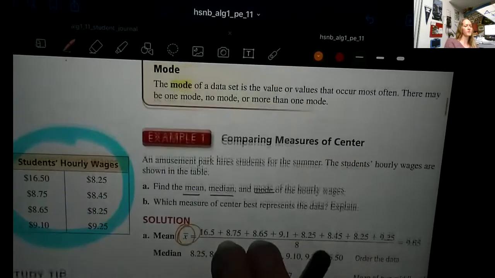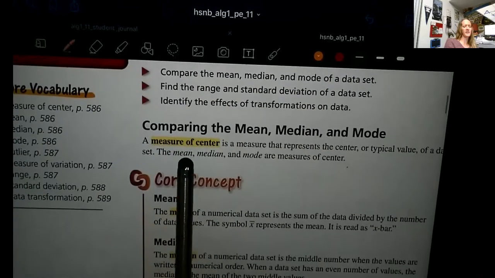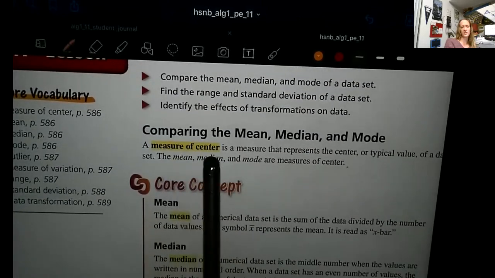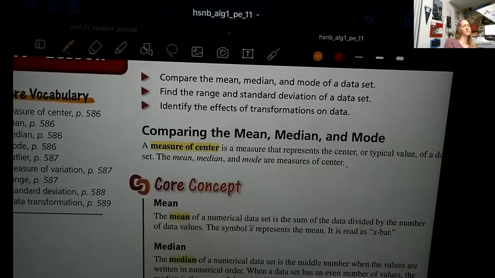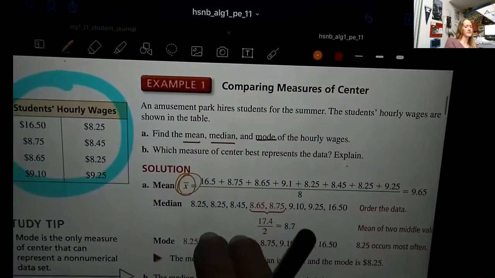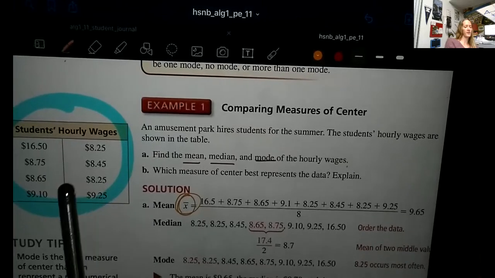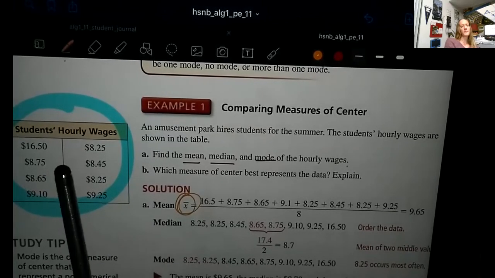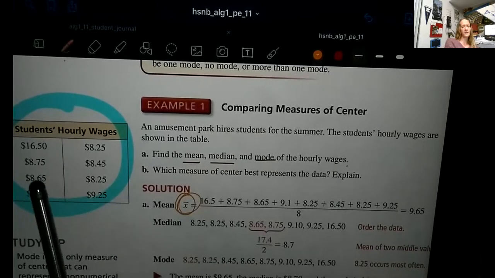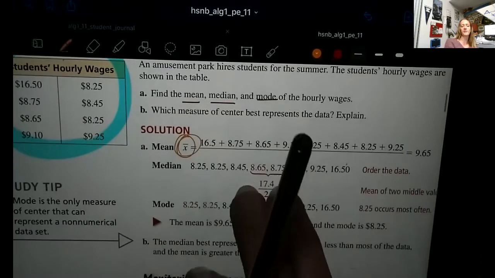But remember, we're also trying to, in the back of our minds, be thinking about this measure of center, something that represents the center or the typical value. I wonder if that 9.65 is a good typical value for all of these students' wages. Median. All right, median is the middle, but I can't see the middle unless I have them rearranged.